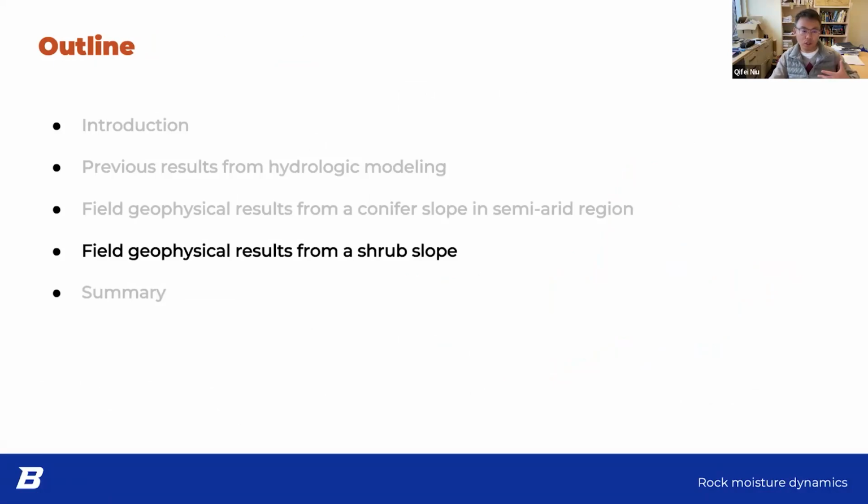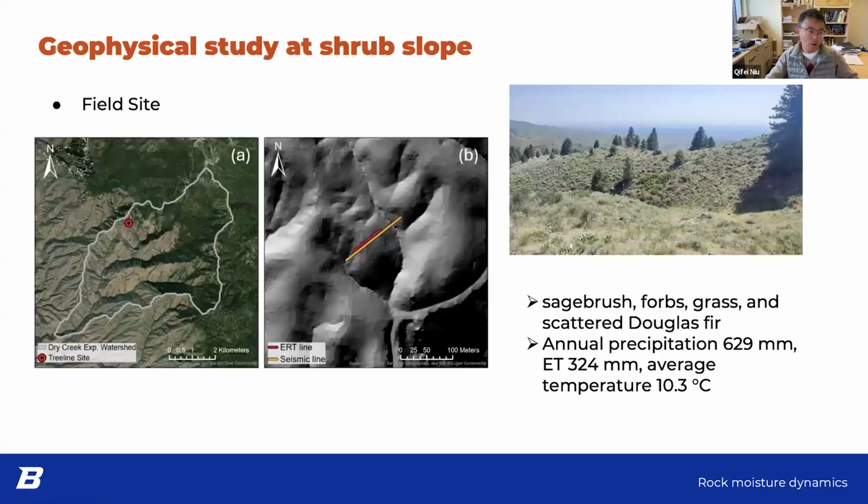Okay, this is from the conifer slope, and now let me show you some other results from the shrub slope. We are still in Dry Creek, but the site is not forest anymore. It's just shrub: sagebrush, forbs, and grass, and scattered Douglas fir. But at the site where we collected the data, there's no Douglas fir at all. Annual precipitation is somewhat higher, and the ET bar is lower because the vegetation is different. So the ET in general is low, and average temperature is about 10 degrees C.